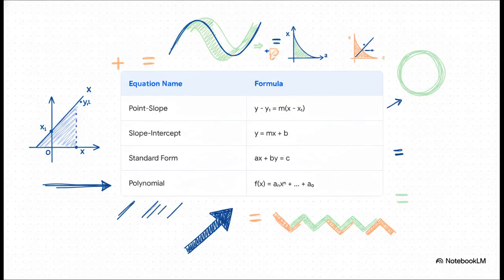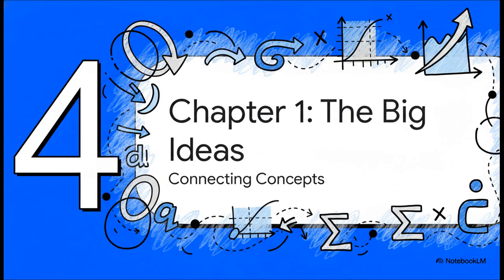Here we've got the essential forms for some of our most common functions. You've got the 3 classic ways to write the equation of a line, plus the general form for any polynomial you can think of. These are the fundamental structures you're going to be working with constantly. Okay, we've covered the language and we've covered the tools. Now it's time to put it all together. We're going to summarize the big ideas from each section of the chapter. This is where the magic really happens.